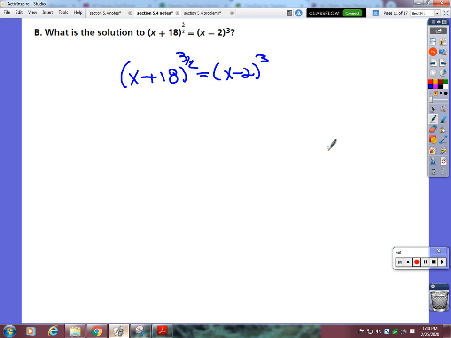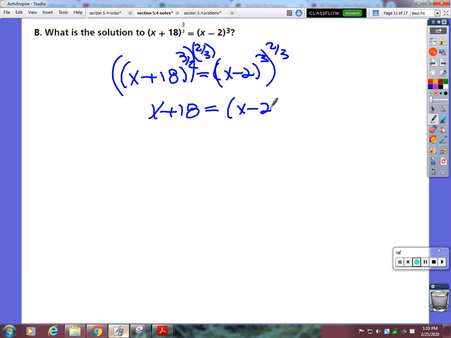Yeah, let's go ahead and raise both sides to the 2/3 power, because at least we'll get rid of the 3/2 on the left, right? Because x plus 18 to the 3/2 to the 2/3 cancels and just gives me x plus 18. What happens on the right-hand side when I raise that to the 2/3 power? The 3's cancel, so it's 2, which isn't quite as much fun as having it just be 1, but we can deal with that. Okay?